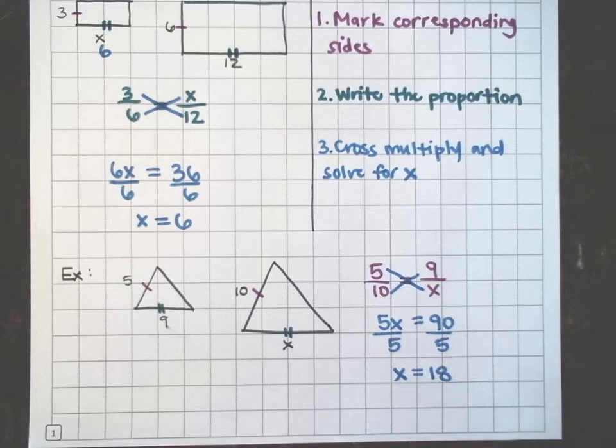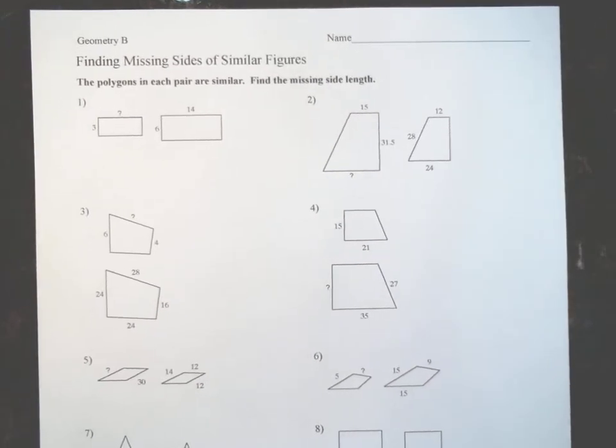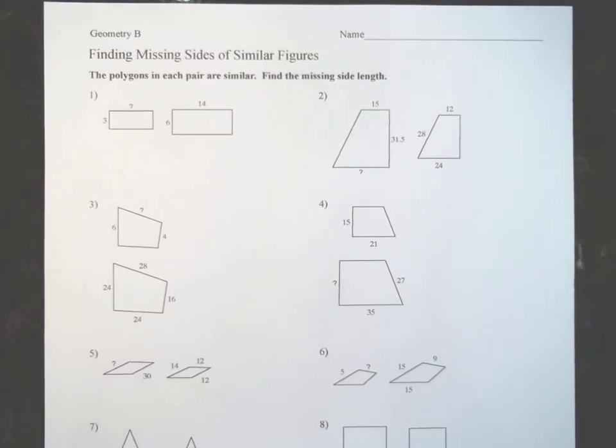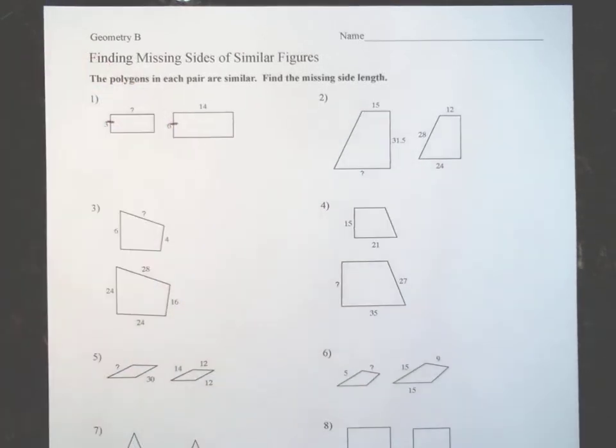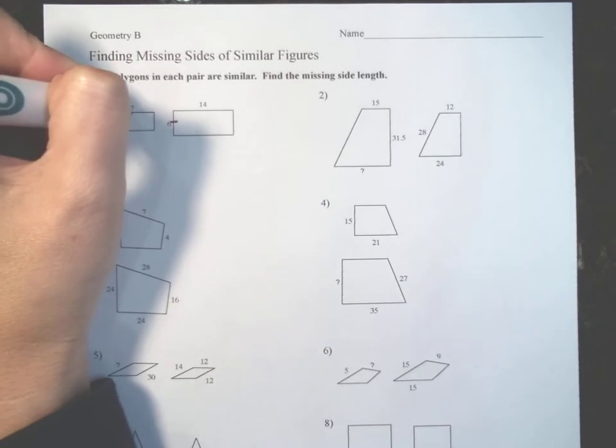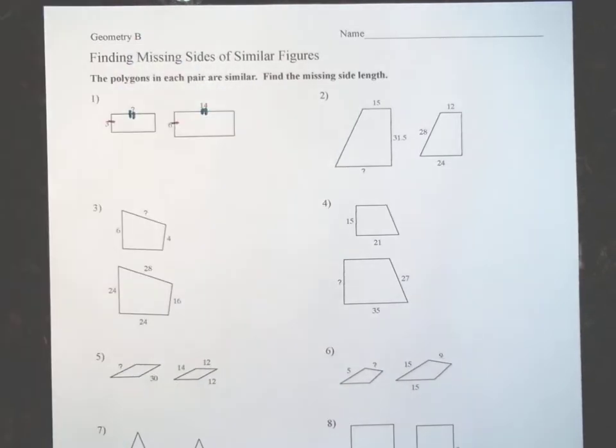Okay, let's look at your assignment. So finding missing sides of similar figures. We're going to follow those steps we just went over in our notes. So first, we are going to mark corresponding sides. So we have our width and our width, and our length and our length. So those are our corresponding sides.